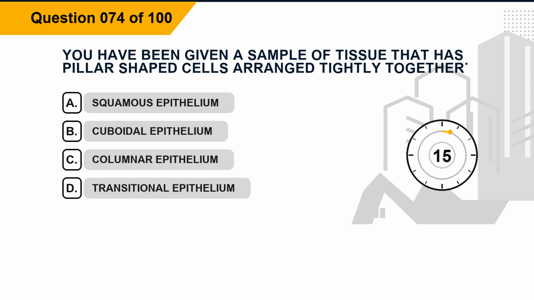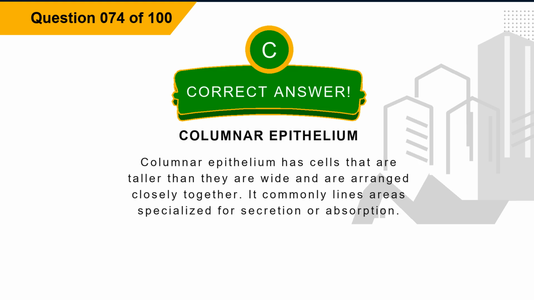Question 74. You have been given a sample of tissue that has pillar-shaped cells arranged tightly together. Option A, squamous epithelium. Option B, cuboidal epithelium. Option C, columnar epithelium. Option D, transitional epithelium. The correct answer is option C, columnar epithelium. Explanation. Columnar epithelium has cells that are taller than they are wide and are arranged closely together. It commonly lines areas specialized for secretion or absorption.